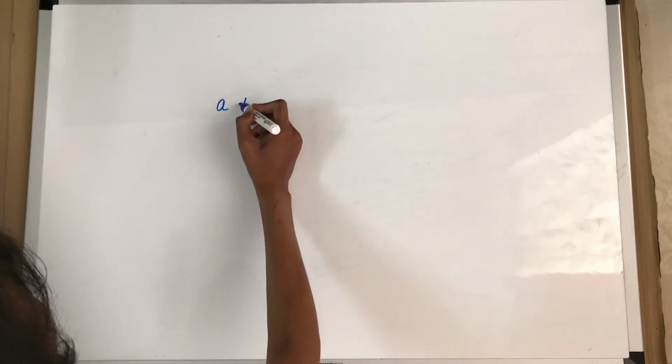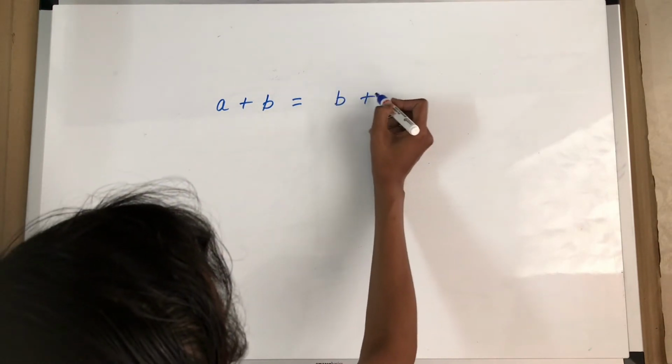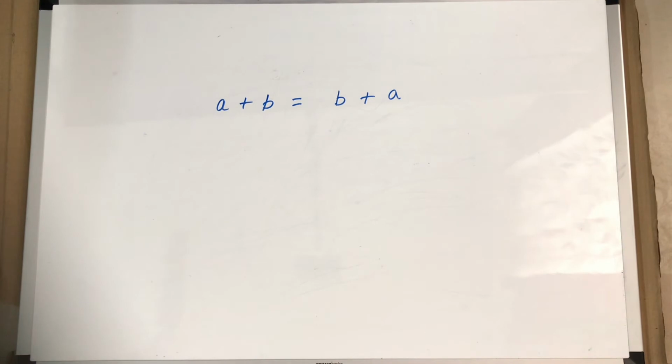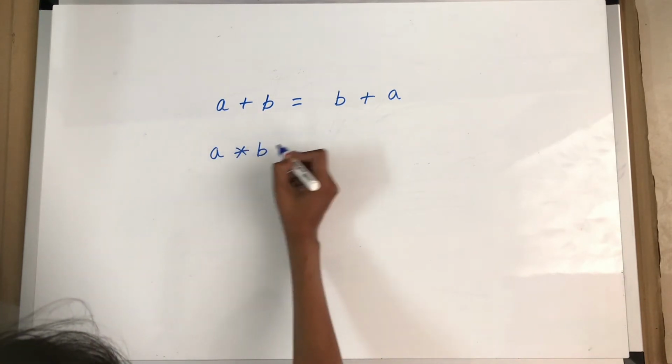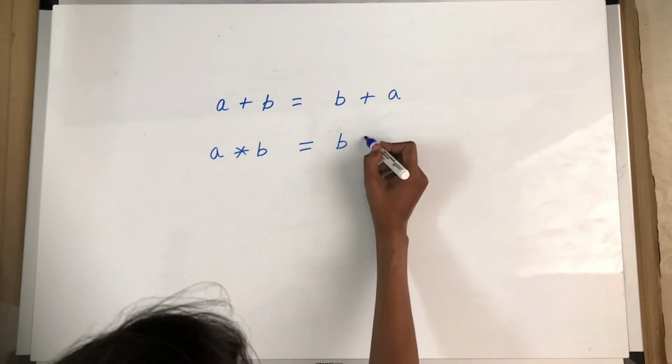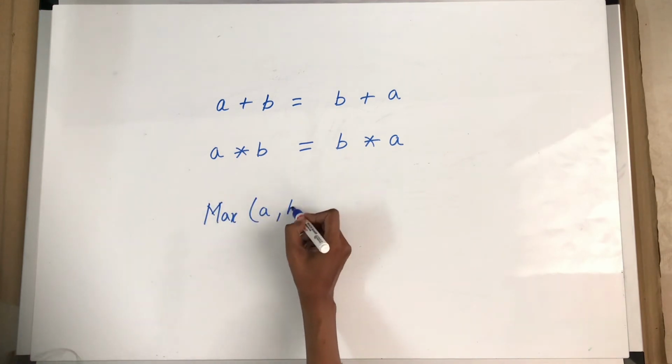In the above example, we focused on getting sum, but the segment tree data structure which I will be explaining in the tutorial can be extended to any operation which is commutative. A commutative operation means order of operands does not matter, like a plus b equal to b plus a. So addition is commutative operation. Other examples of commutative operations are a into b equal to b into a, max(a, b) equal to max(b, a).